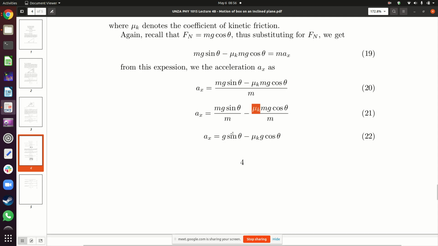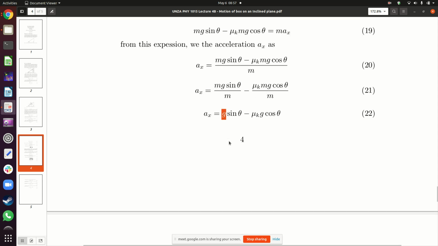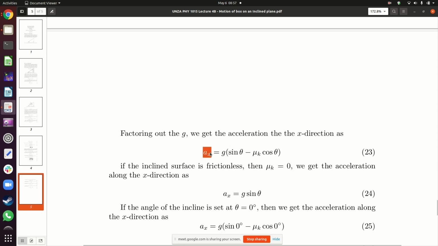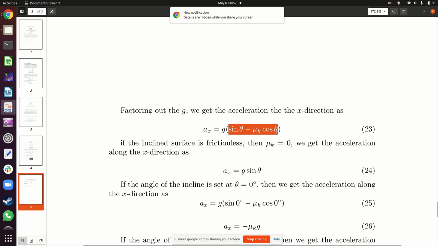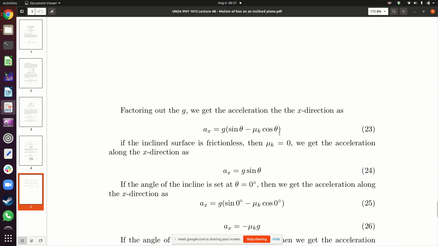So you divide m on both sides, you end up having a_x equals g sin theta minus mu_k g cos theta. So there's a g this side, there's a g that side. You factor out the g, you end up having the acceleration a_x equals g, then open bracket, sin theta minus mu_k cos theta. So this is what the acceleration is going to look like when that particular box slides on an incline. This is a general form of the acceleration when your box is sliding along the incline.